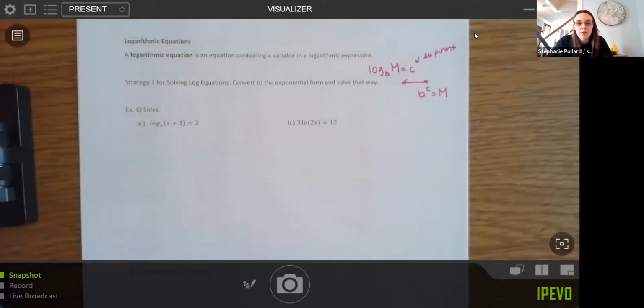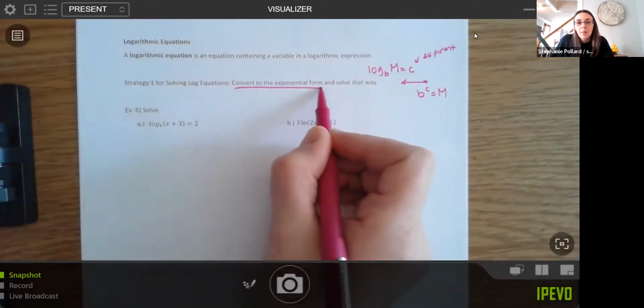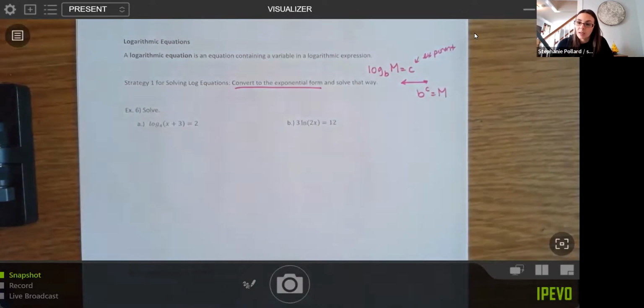Let's look at some examples on how to solve logarithmic equations. So a logarithmic equation is an equation containing a variable in a log expression. Again, there are different ways to deal with these, but one of the most common ways to deal with a log equation is to try to convert it to the exponential form, because we're much more comfortable working with exponents. We've been doing it a lot longer. So we try to convert to that exponential form.